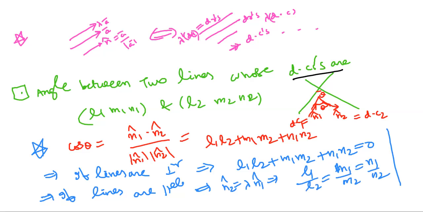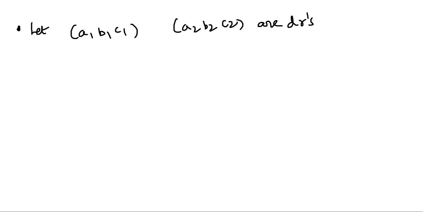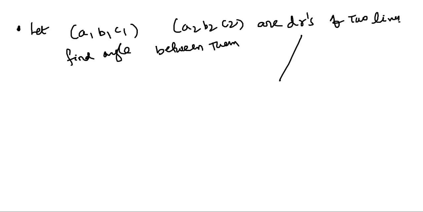What about the situation when DRs are given? Let A B C be the standard notation to write DRs. A1 B1 C1, A2 B2 C2 are DRs of two lines. Find the angle between them. The only difference now is that although these are also parallel to the lines, like earlier where we had N1 cap, N2 cap, now these are not N1 cap, N2 cap. These are some other vectors parallel to them. Say this is some V1 bar, this is some V2 bar. But the angle between them is still the same.